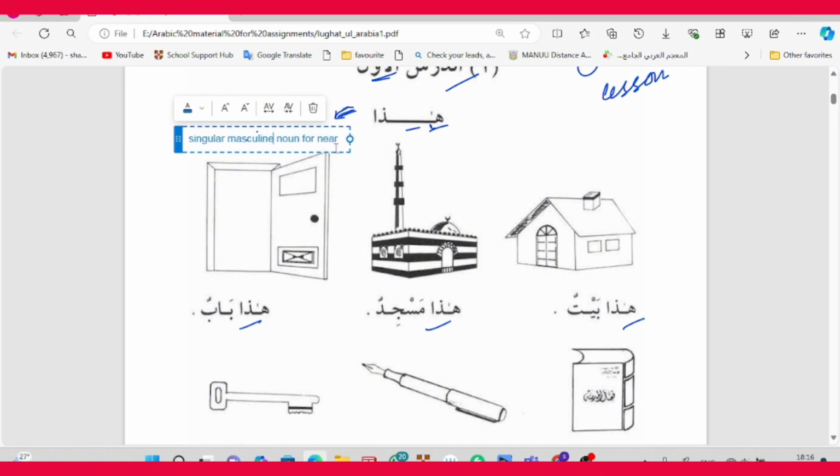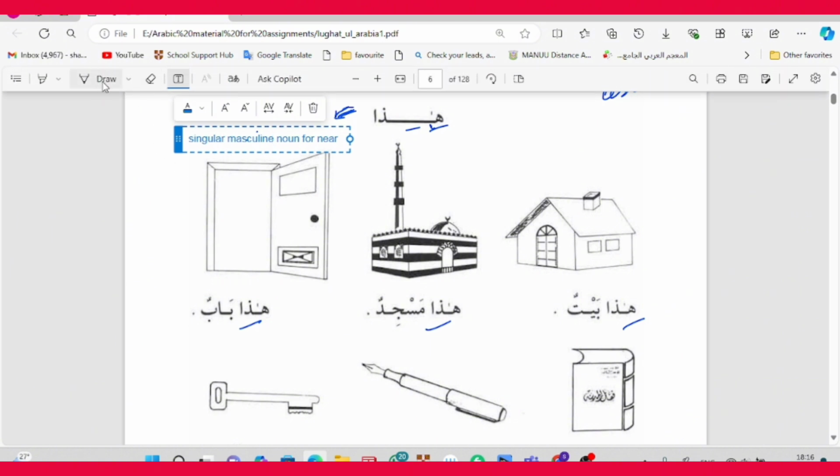While making this sentence, always remember that haza is the subject and bait is the predicate. This is the complete sentence, subject and predicate. Both parts of the sentence must have similar gender and similar number. You will use haza according to the gender of the noun. So remember, haza is singular masculine for near.